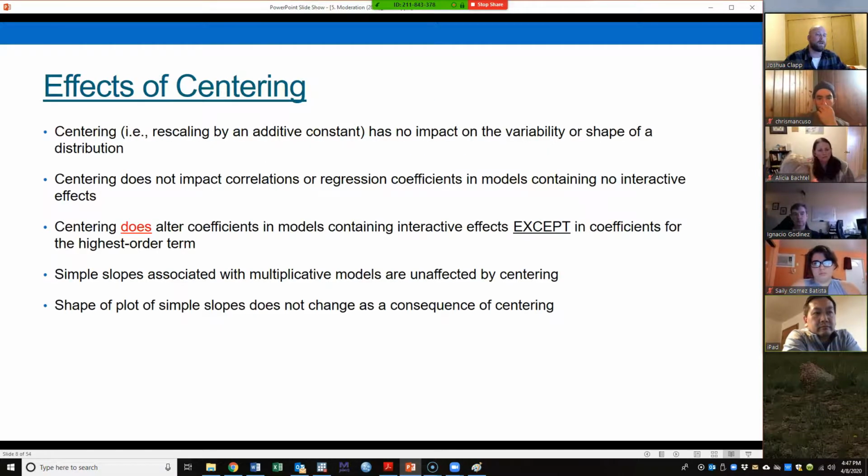Questions on what we're doing with this centering procedure or why this is important?